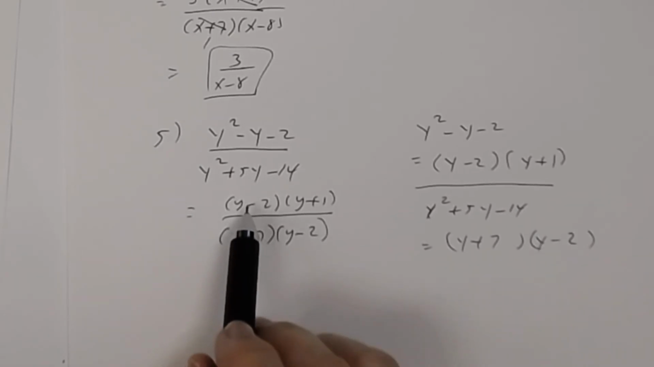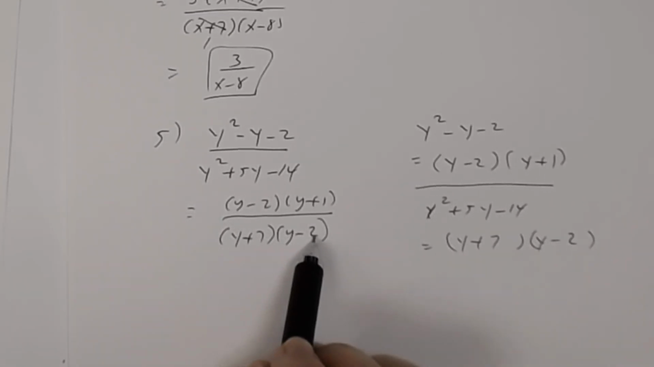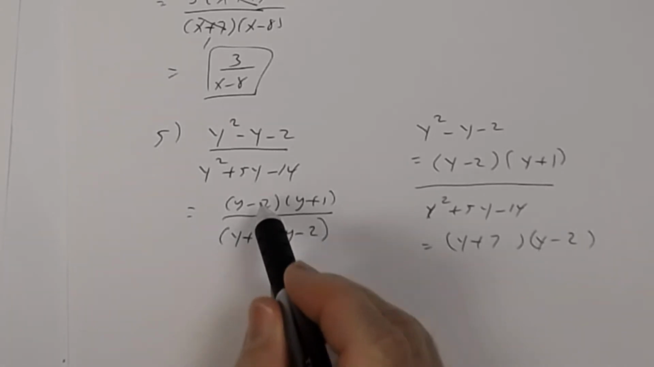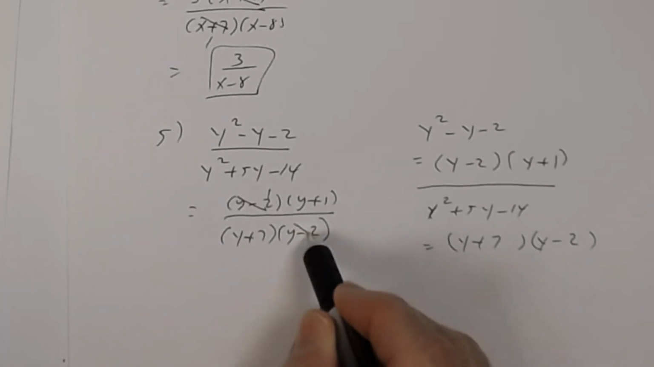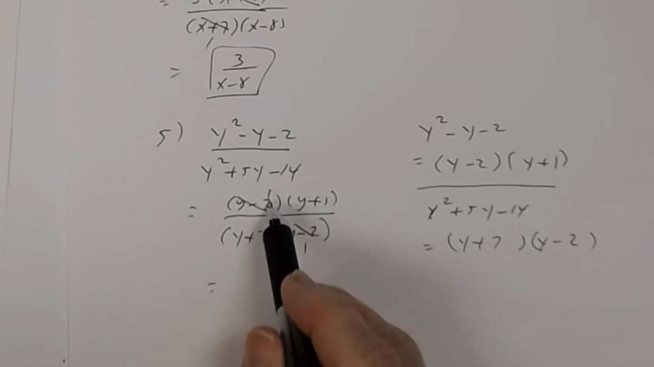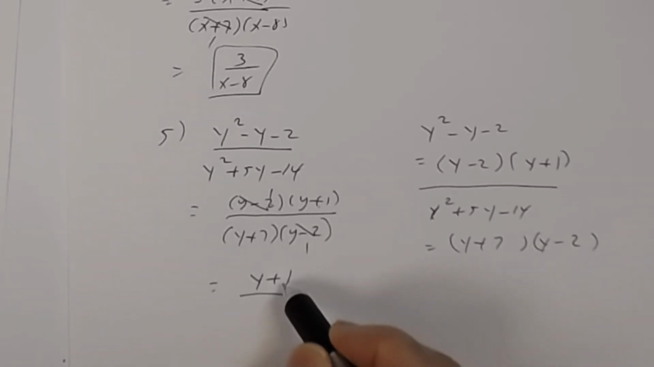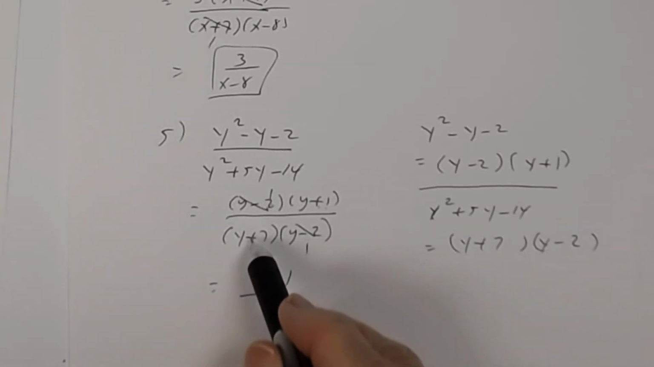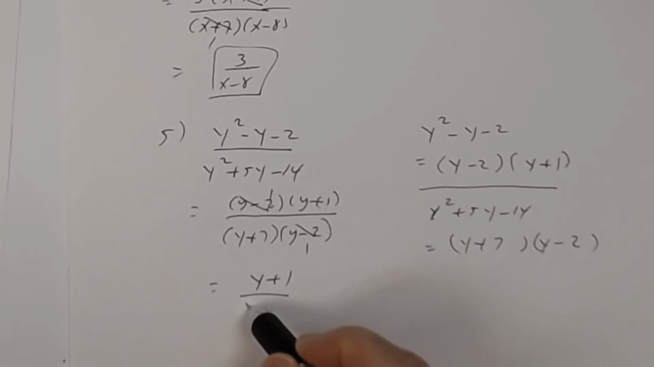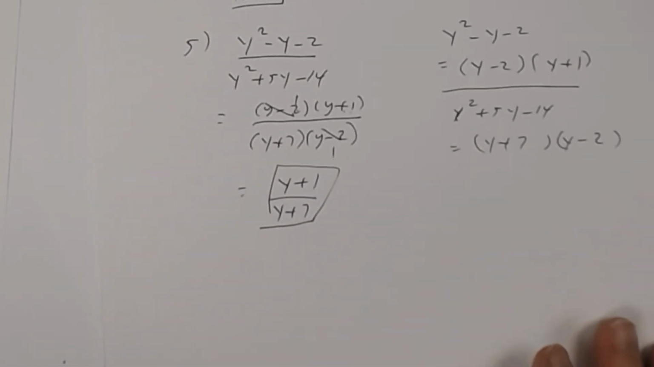So you look at your factors. y minus 2, y plus 1, y plus 7, y minus 2. And it looks like the only ones I can reduce are the y minus 2's. Make sure you put ones in their place because you need to say 1 times y plus 1 is y plus 1, and y plus 7 times 1 is y plus 7. So you get y plus 1 divided by y plus 7.